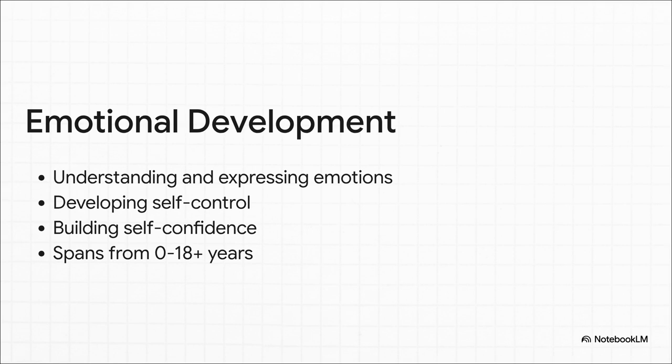Now, walking hand in hand with the physical is the emotional domain, which also spans that entire 0 to 18 plus range. It is absolutely critical for building a student's self-confidence. This is all about how a child learns to understand their own complex feelings, express them appropriately, and, most importantly for us, develop self-control. Let's be real. A student who is quietly struggling with emotional regulation is going to naturally struggle to safely operate heavy machinery or maintain the focus needed for a complex technical blueprint.